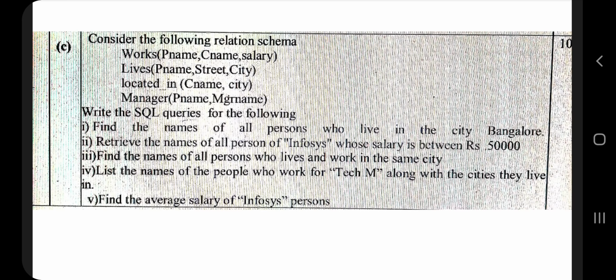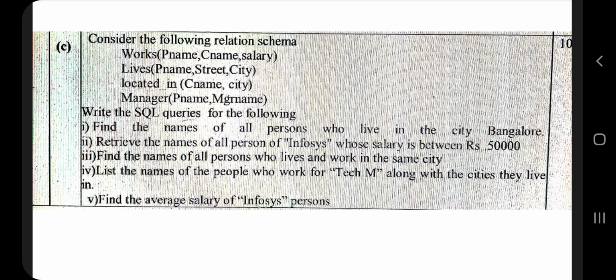See what all they give. First you note down works: p name, c name, salary. P name is the person's name, c name is the company name, and then the salary. So a person works, and we have his person name, company name, and salary. And lives, where he lives, this data is given, then located in, and manager. So how many tables are there? 4 tables: works, lives, located in, and manager. That's the first thing which you need to observe.